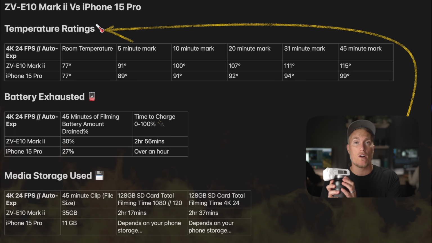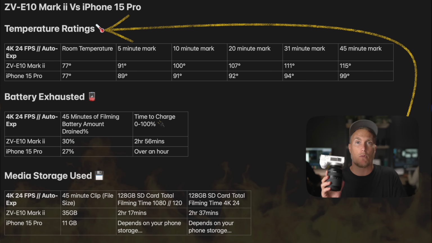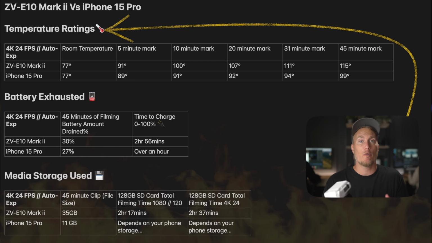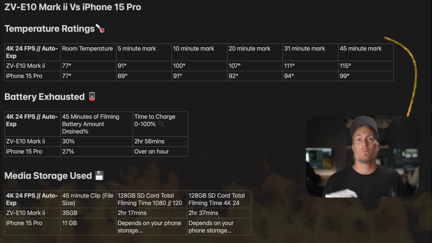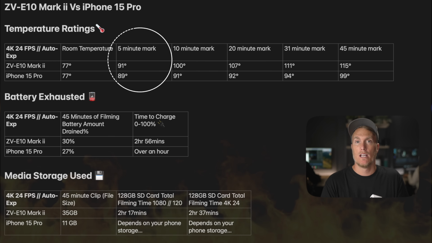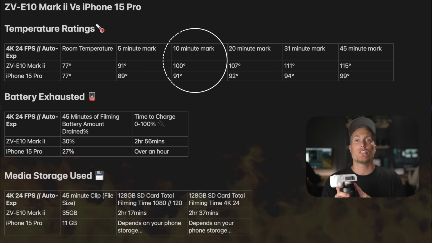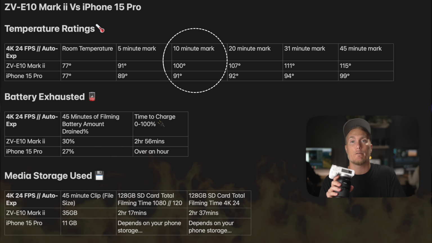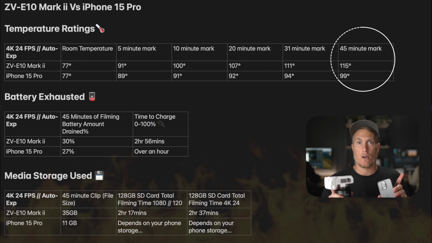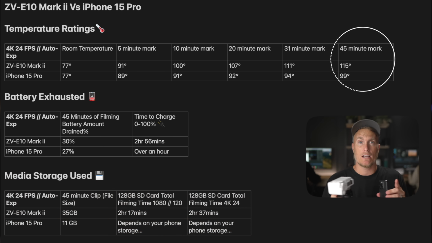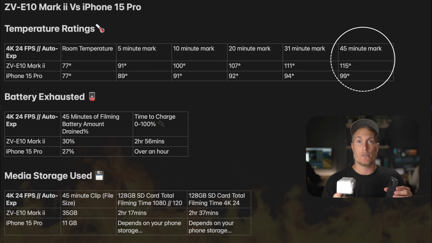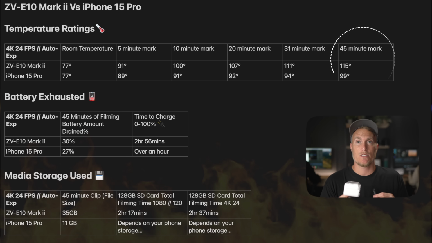I set both cameras up to shoot in 4K 24 with program auto exposure on the ZV-E10 Mark II. I was interested in how fast both of them heated up while continuously recording. There wasn't much of a difference at that 5-minute mark, but we really saw a drastic change at the 10-minute mark when the ZV-E10 Mark II was 9 degrees hotter than the iPhone 15 Pro. At the 45-minute mark, that gap started to close back up and got back within about 16 degrees at the end of the test. Neither camera ended up overheating on me in these tests.